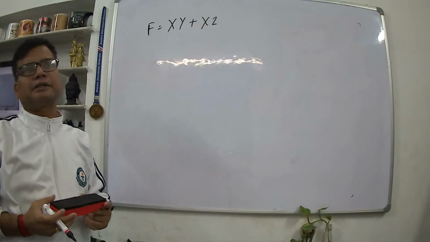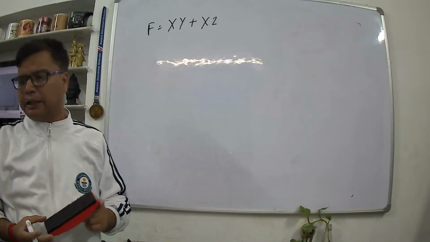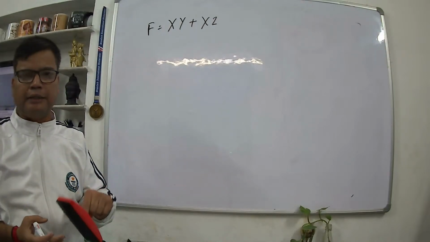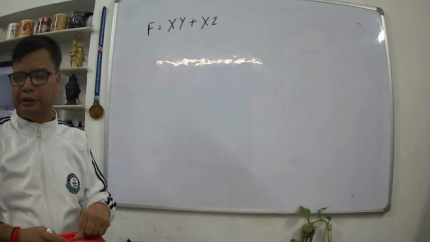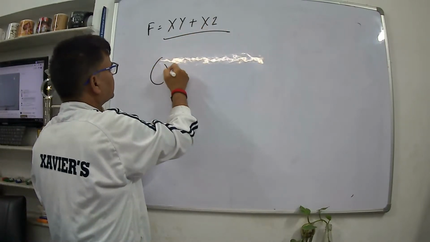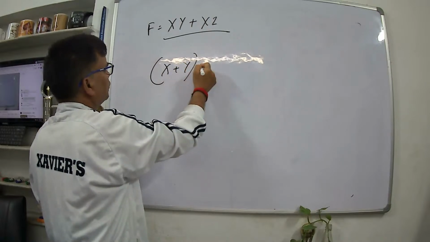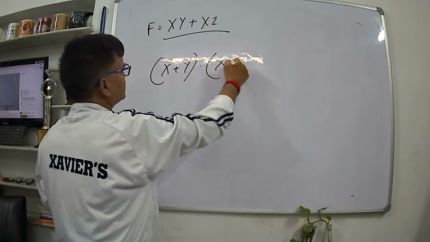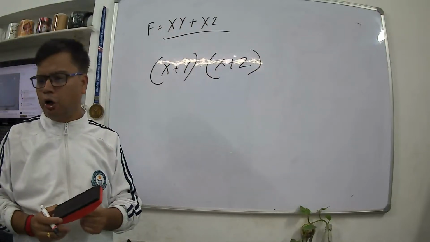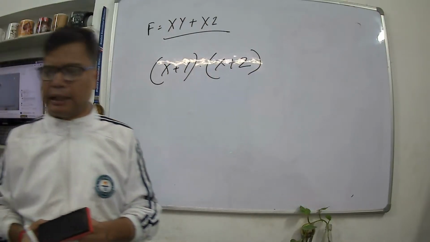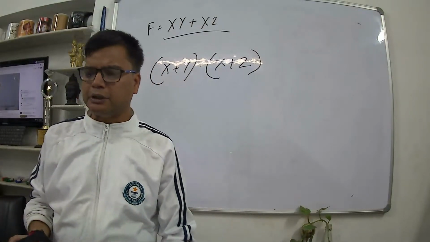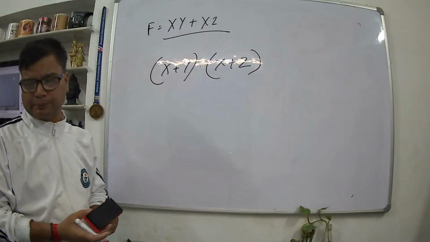Duality theorem states that starting from one Boolean expression, we can obtain another expression by changing each AND to OR, changing each OR to AND, changing each 1 to 0 and changing each 0 to 1. So if this is my expression, this will be X plus Y dot X plus Z. AND to OR, OR to AND, 1 to 0, 0 to 1. That is the duality theorem. So starting from one Boolean expression, we can obtain another Boolean expression.